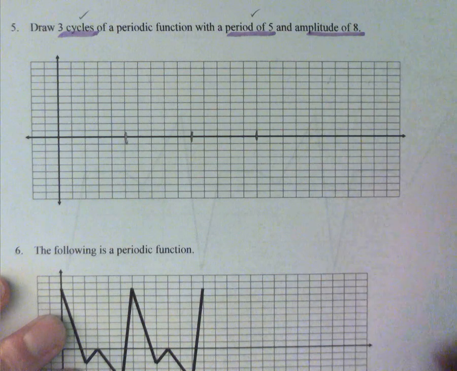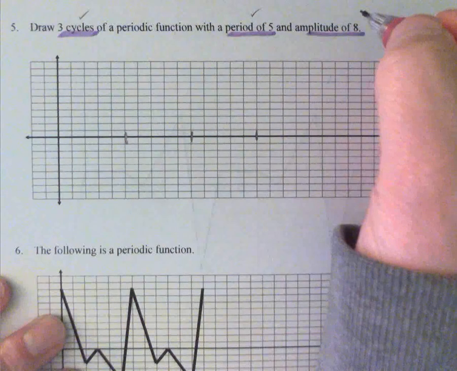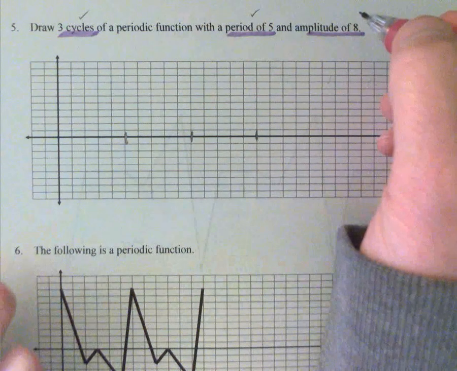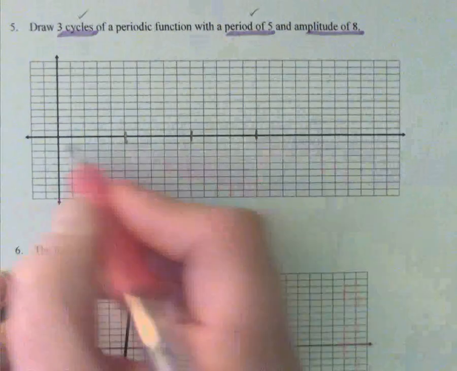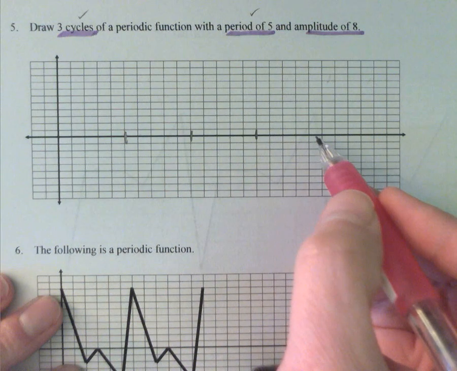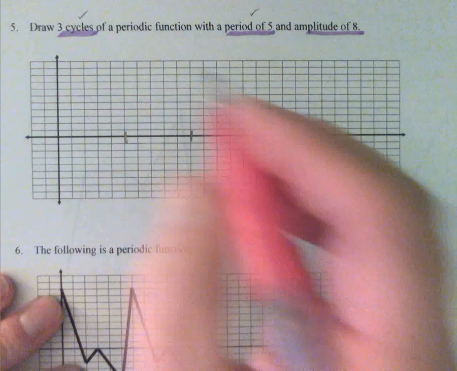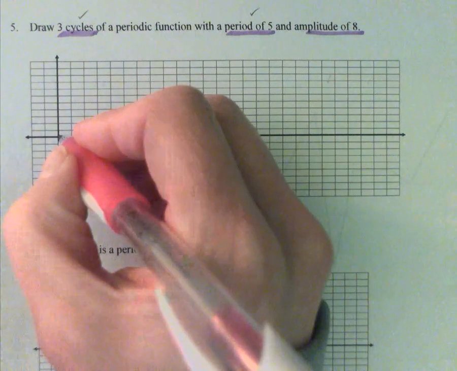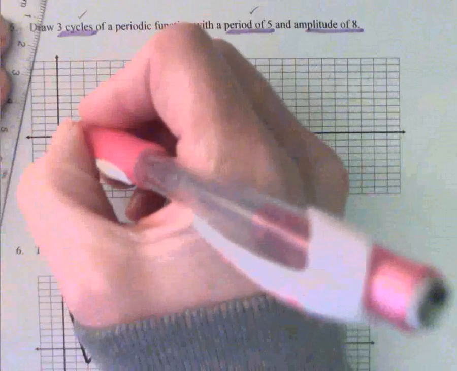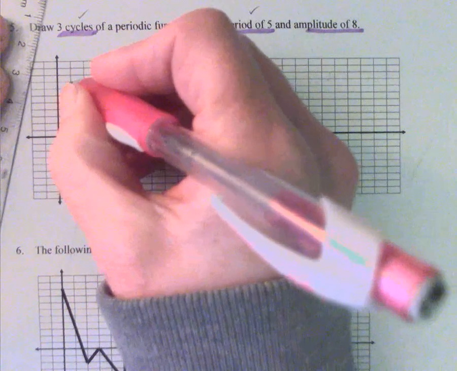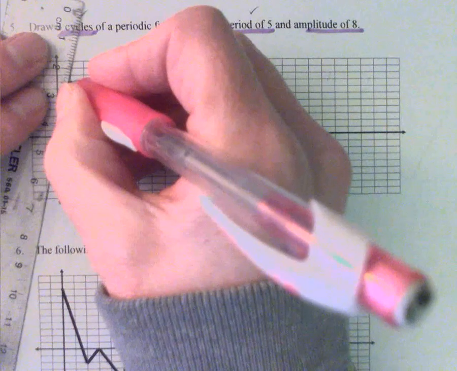So now I need an amplitude of 8. So in some fashion, I have to be 8 up and 8 below the midline. So I'm actually going to use this as my midline. It makes it a lot easier. You don't have to. There's a lot of variety in this answer. So then what I want to do is pick something where I go 8 up. So I'm going to go 1, 2, 3, 4, 5, 6, 7, 8, and maybe I'll draw a line to here.